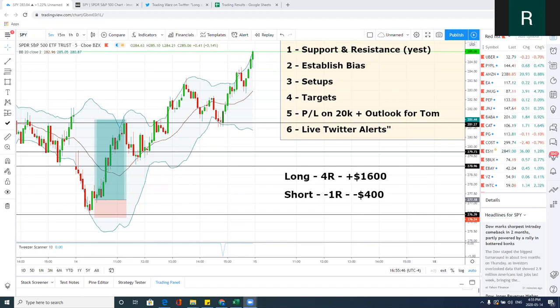We had a nice textbook gap fill play today. I'm going to be breaking down the intraday price action for the S&P 500. And if you're ready, let's step into the war zone.